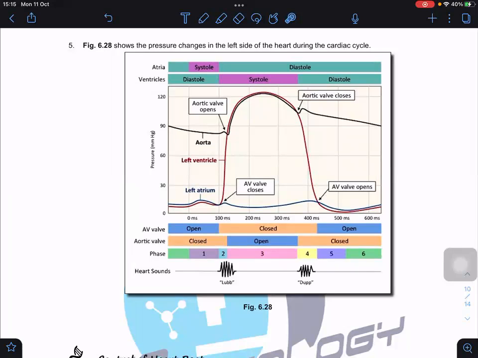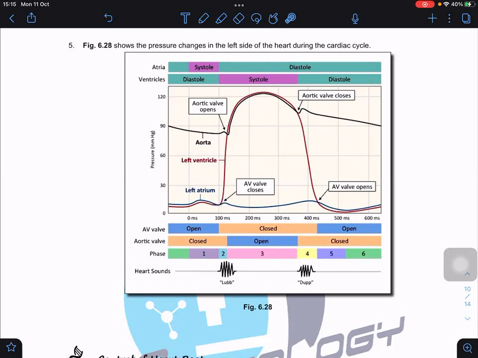So next, what actually happened here? Look at this. Focus on this region. Do you realize that now the red color refers to the ventricle? The pressure of the ventricle now suddenly shoots up. Why? Because ventricular systole takes place. Can you see that? Suddenly shoots up.